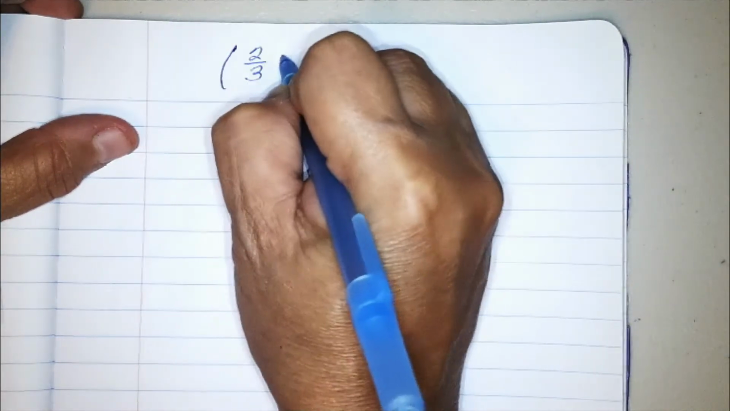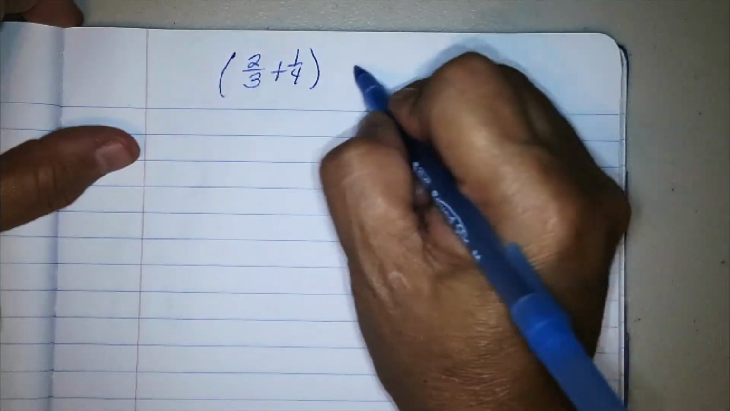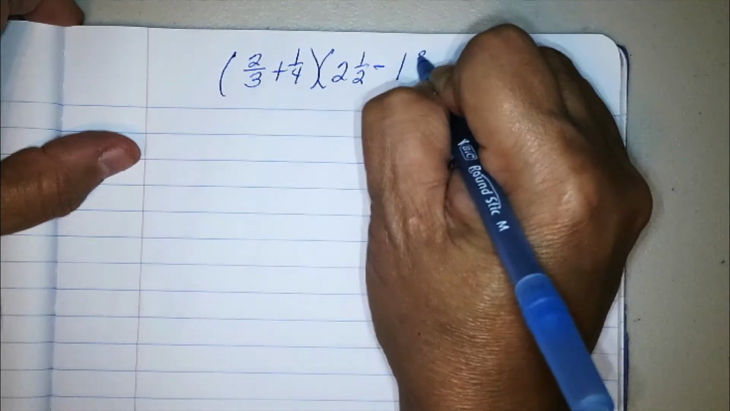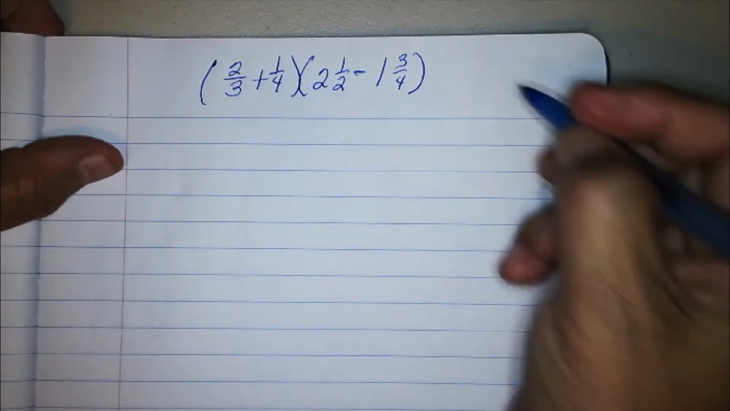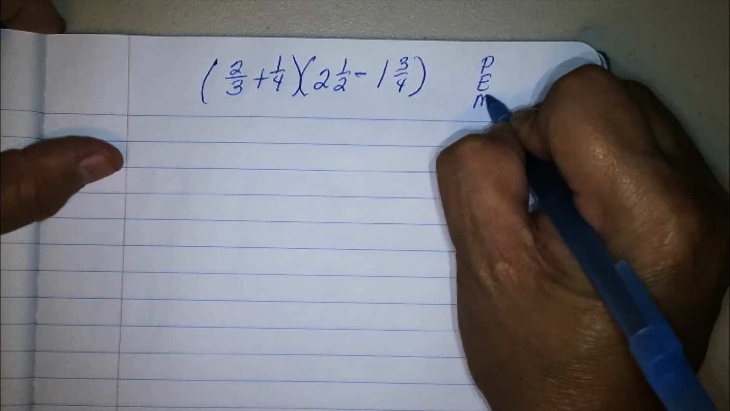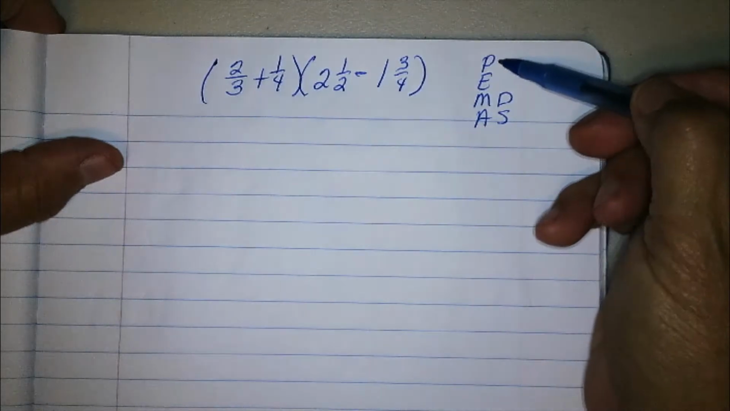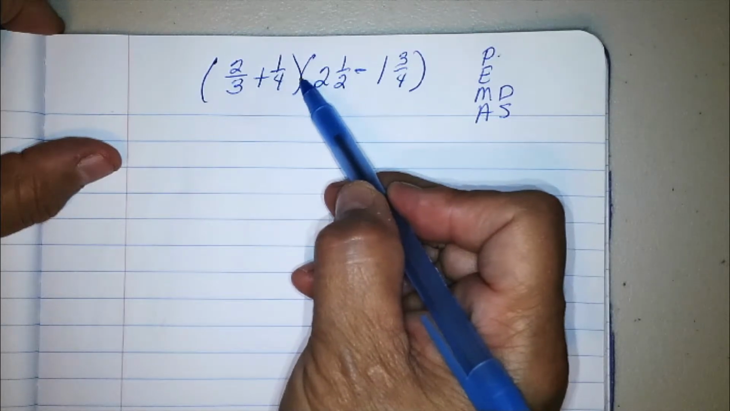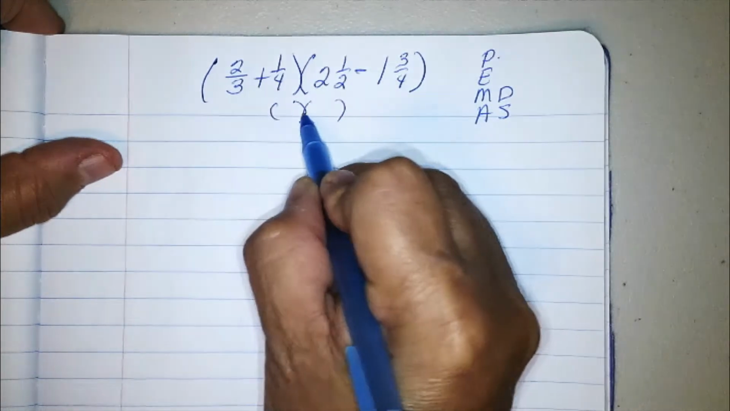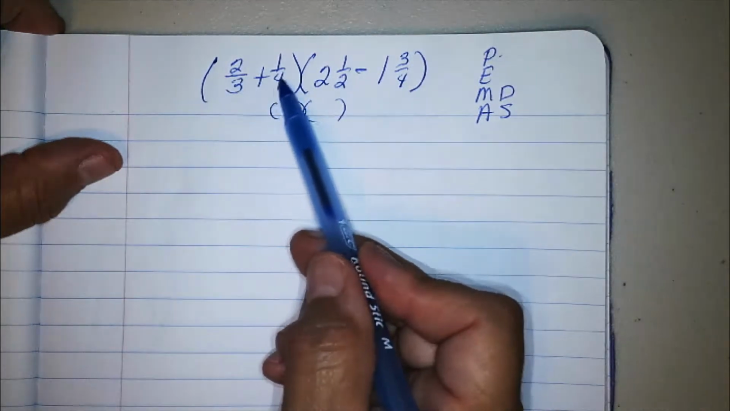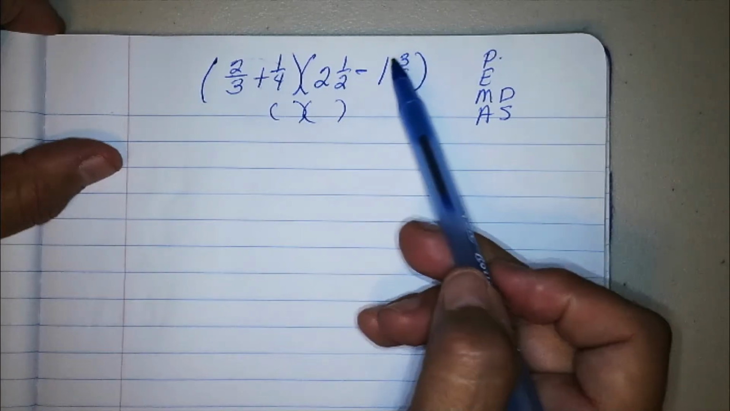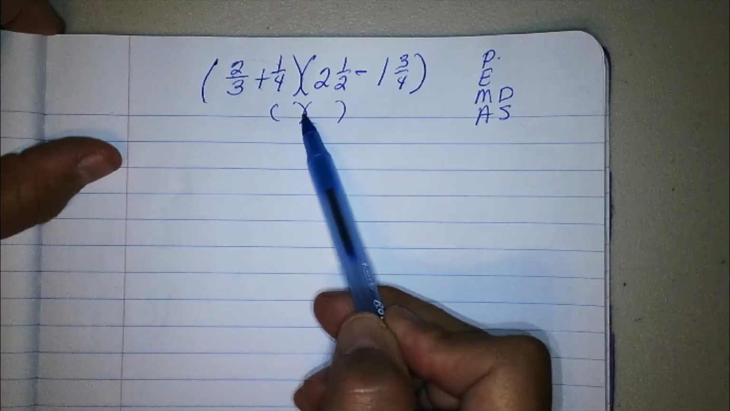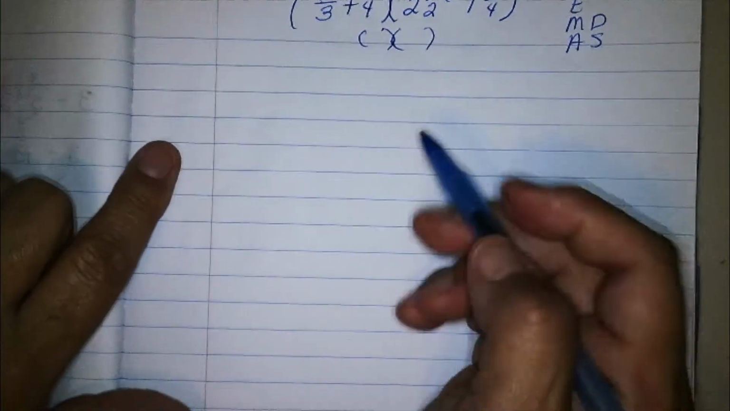We're going to add 2/3 plus 1/4, and then multiply the whole quantity times 2 1/2 minus 1 3/4. Again, looking at our order of operations, we do parentheses, but I do notice that this parenthesis is touching the other parenthesis, and so that means to multiply. So we're going to start with the inside of the parentheses on the left. We're going to do the inside of the parentheses on the right, and then we're going to multiply the two answers together.